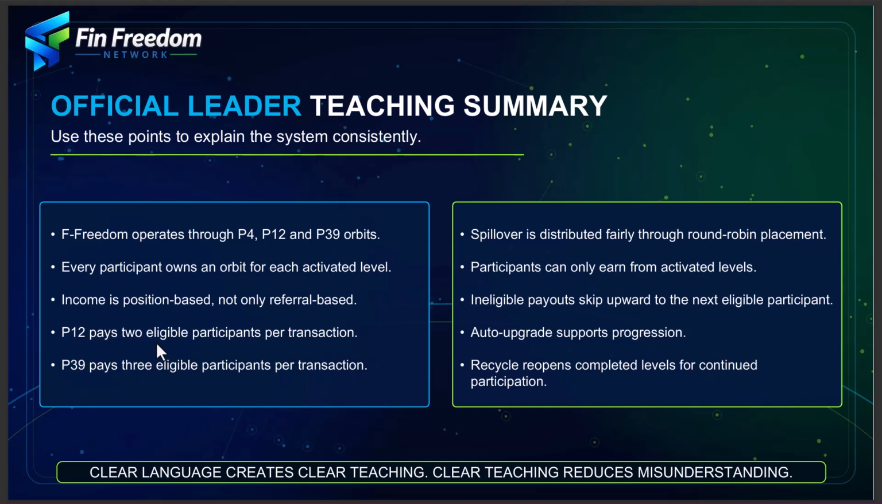The P12 pays 2 eligible participants per transaction. P39 pays 3 eligible participants per transaction. Spillover is distributed fairly through round robin placement. Participants can only earn from activated levels. So if you are not on level 5, you can't earn from level 5. If you are not on level 10, you cannot earn from level 10. Ineligible payouts keep moving upward. Take note of that. Auto upgrade supports progression. Recycle reopens completed levels for continued earning.